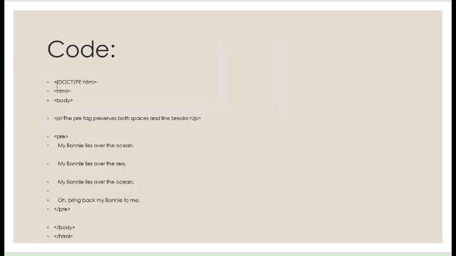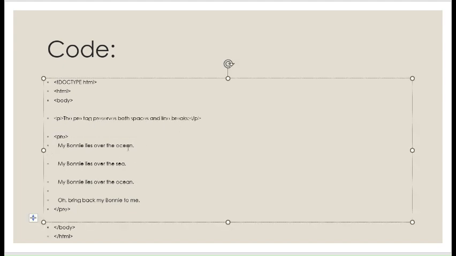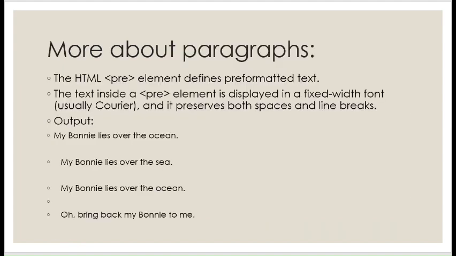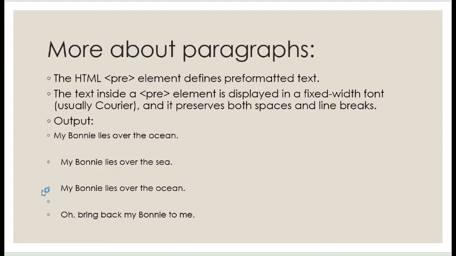The text inside a pre element is displayed in fixed font and preserves both spaces and line breaks, like: my bonny lies over the ocean, line break, my bonny lies over the sea, line break, my bonny lies over the ocean, line break, oh bring my bonny back to me, line break. So this is mainly the use of the pre tag.